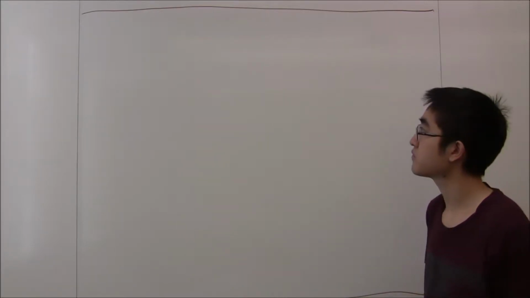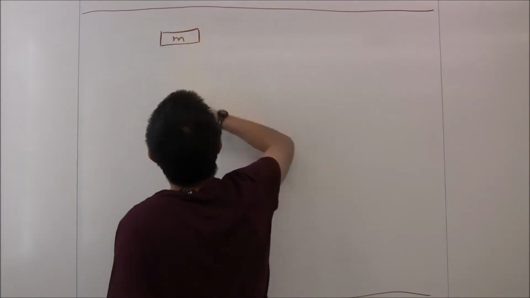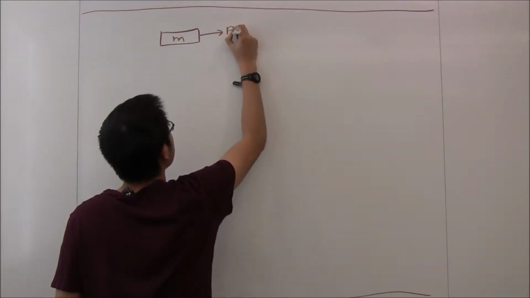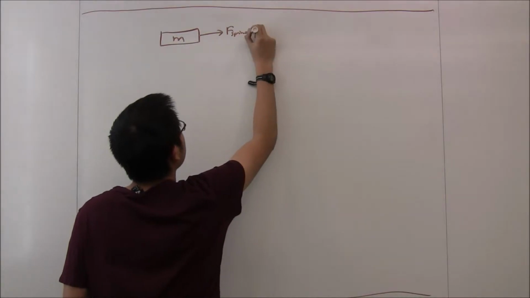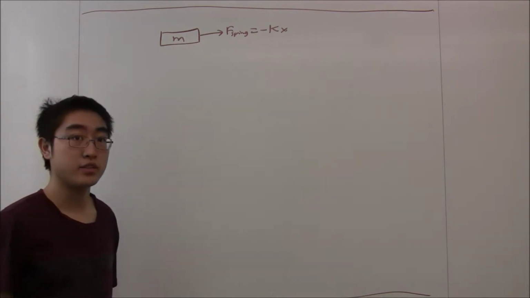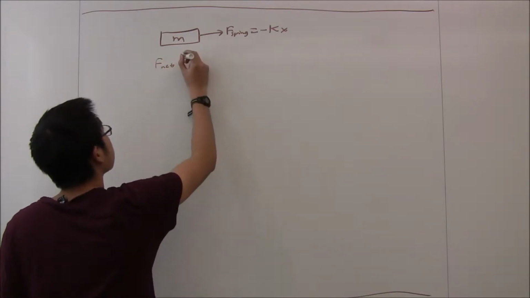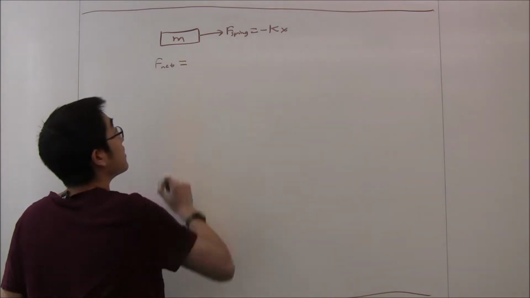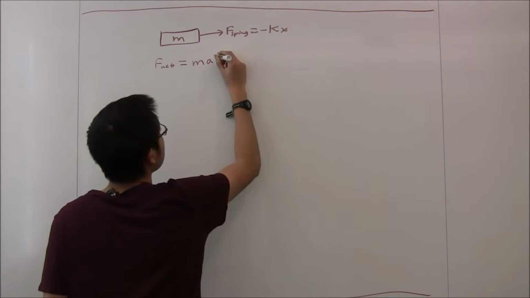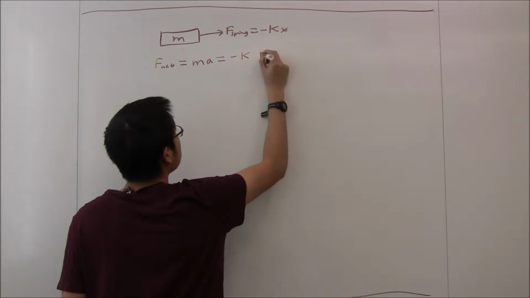So we have a block of mass m, and the only force on it is a spring force, F spring, given by negative kx. So by Newton's second law, we have that F net on the block is equal to mass times acceleration, and the only force on the block is the force of the spring, so that is equal to negative kx.